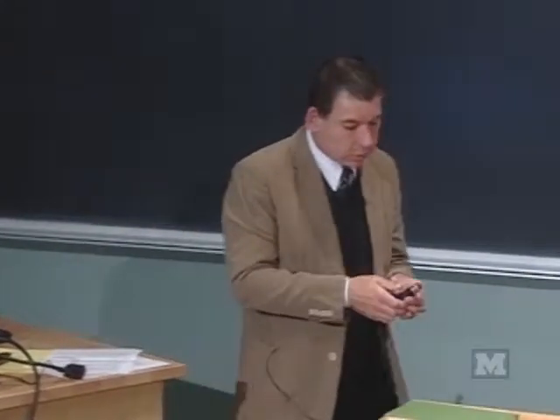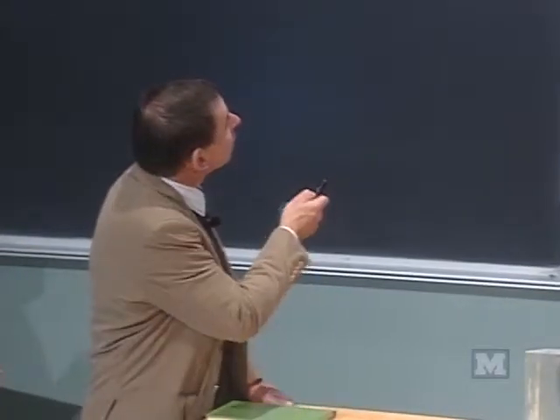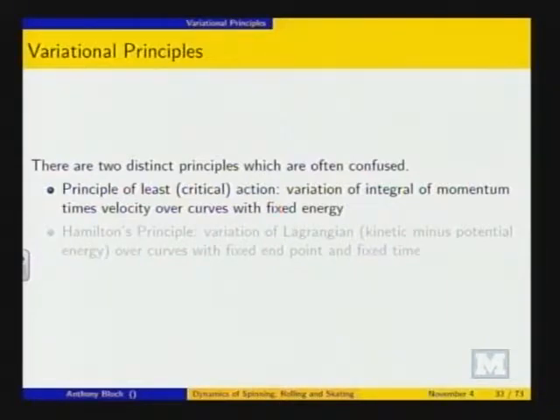So here are the two approaches of Hamilton and Maupertuis. This is Maupertuis' principle of least, or sometimes called critical action. It says that the variation of the integral of momentum times the velocity should be minimized. So you take the momentum of the system, multiply it by the velocity, sum it over the path, and that integral over the path should be minimized, or at least be a critical point. And you minimize it over curves with fixed energy.